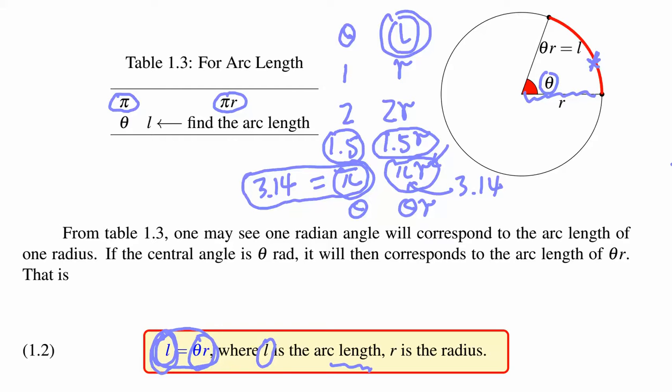But this formula is quite reasonable anyway. You see the length of arc, this part L, depends on how large this angle is. If theta is bigger, then big theta times r, you'll get a bigger length of arc. So that's easy to remember.